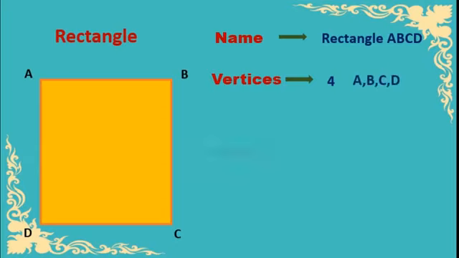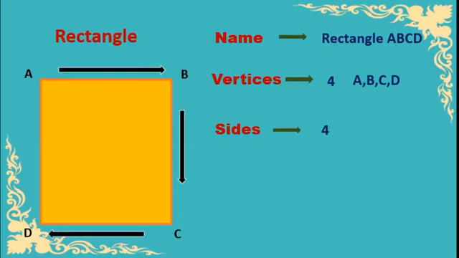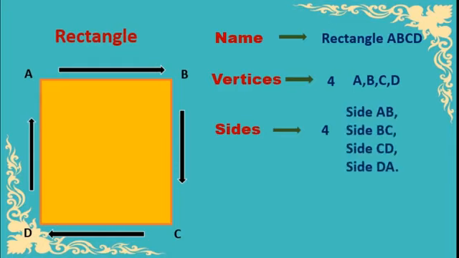Next we will see sides. How many sides are there? Edges, that you know, they are 4. Which are they? Side AB, first side, side BC, side CD and side DA. We will write the same thing here. These 3 properties we have done.